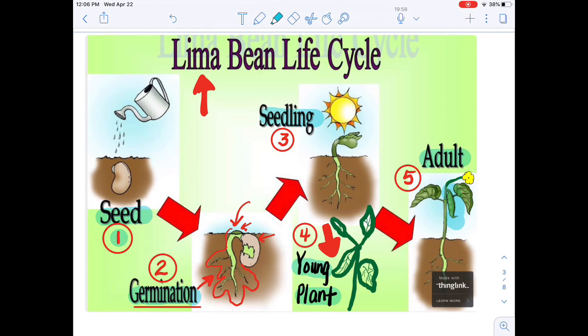So you will have stage 1, the seed, 2, germination, 3, the seedling, 4, the young plant, which has the leaves and really no flowers or fruit yet, and the adult stage.